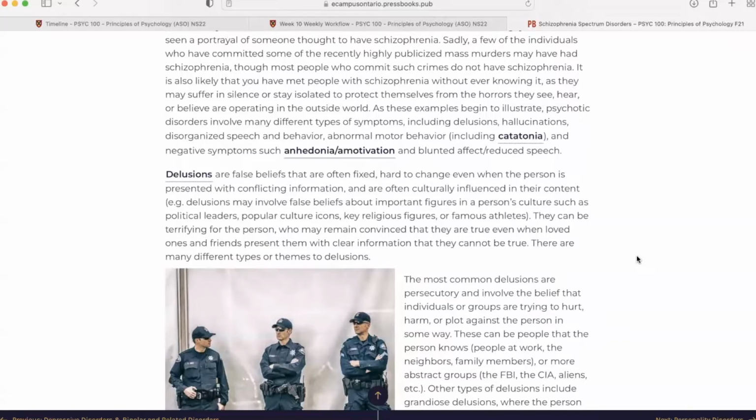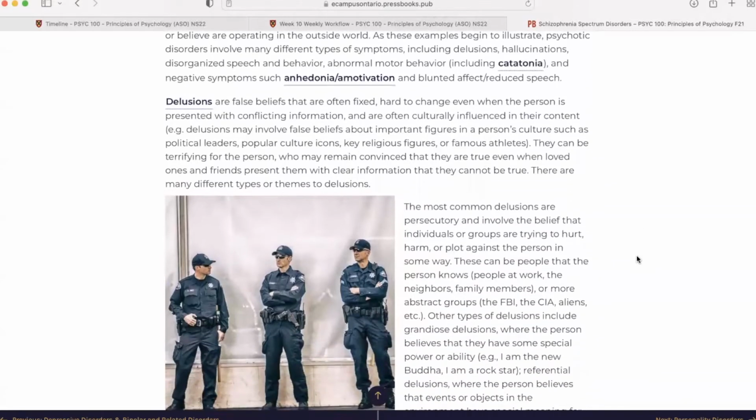Delusions are false beliefs that are often fixed, hard to change, even when the person is presented with conflicting information, and are often culturally influenced in their content. They can be terrifying for the person, who may remain convinced that they are true, even when loved ones and friends present them with clear information that they cannot be true. There are many different types or themes to delusions.